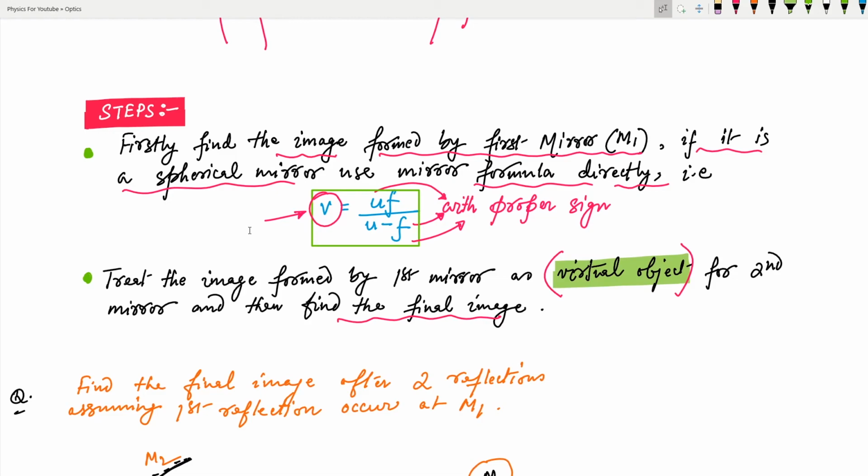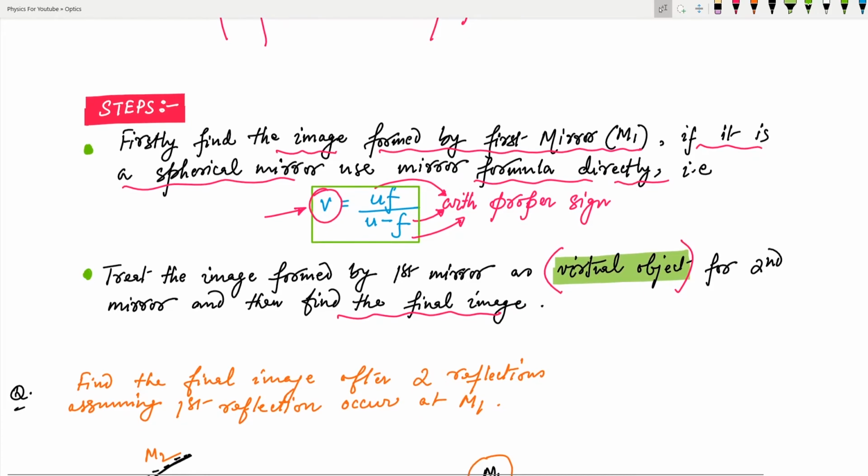Now, once we get the value of V, we will treat the image formed by the first mirror as a virtual object. I have already labeled that with green color. So that will act as a virtual object. Then we will use the mirror formula for the second mirror if it is a spherical mirror. In the first case it was a plane mirror, so we haven't used that. But in our second case, we'll use the mirror formula again to find the image distance. So let's see.